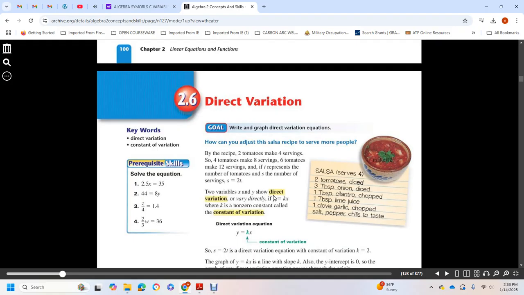2.6 Direct variation. 2 variables x and y show direct variation, or vary directly, if y = kx, where k is a nonzero constant called the constant of variation. The direct variation equation is y equals the constant of variation times x. So in s = 2t, the constant of variation k is equal to 2.